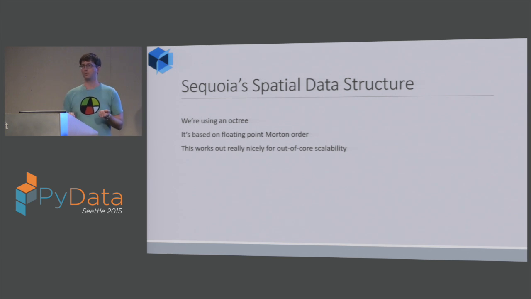So we're using an octree for Sequoia, and it's based on something called floating point Morton order. And this works out really well for scalability, for out-of-core behavior. And so we'll see a little bit why.